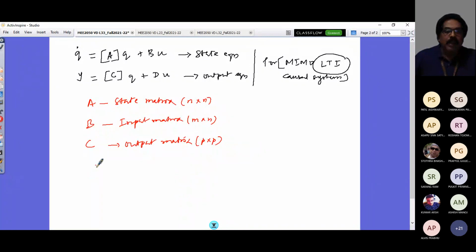And the D matrix is what is called the direct transmission matrix, which is given by the order M into P, the size. So M you can see here, since it is associated with straightaway input.